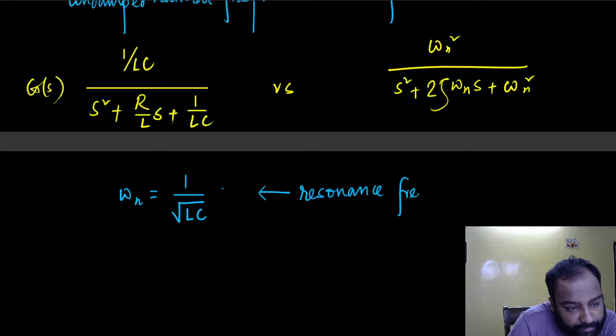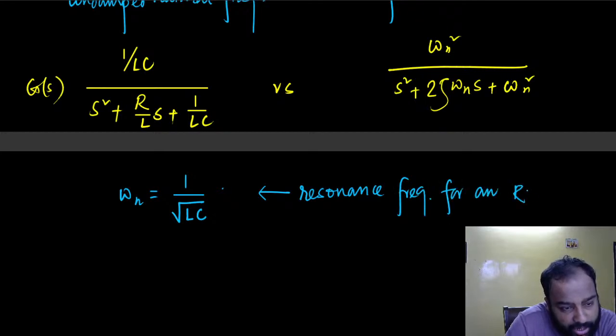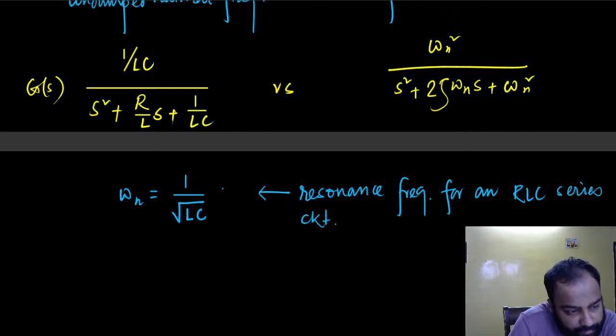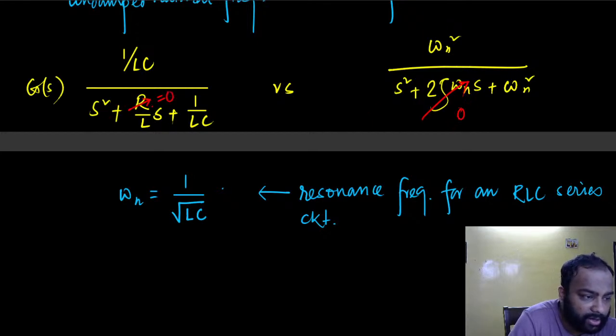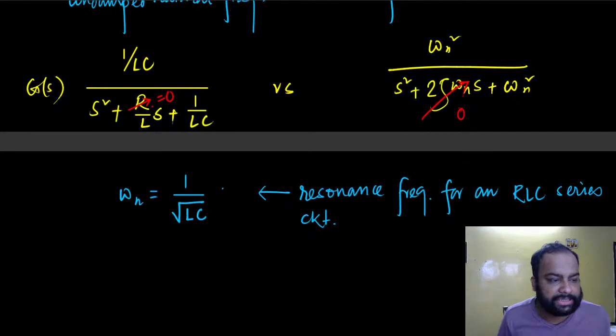Resonance frequency for an RLC series circuit. So what is the resonance frequency? Just one more thing: when zeta is equal to 0, that can be achieved by making R equal to 0, right? When R is equal to 0, zeta is equal to 0, right?